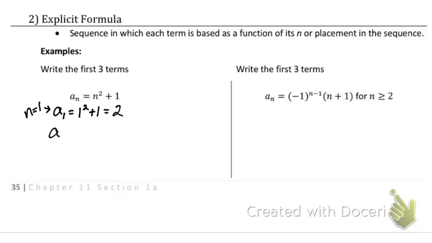My second term is going to be a sub 2, which is n equals 2. Once again, I'm going to replace all my n's with 2. So we'll have 2 squared plus 1 equals 4 plus 1, which is 5. And the last one I have to do is a sub 3. Once again, n equals 3, so we're just going to have 3 squared plus 1. 3 squared is 9, plus 1 is going to be 10.